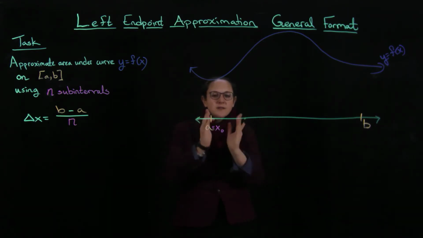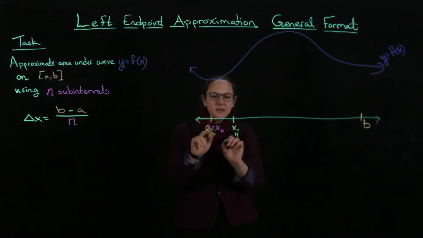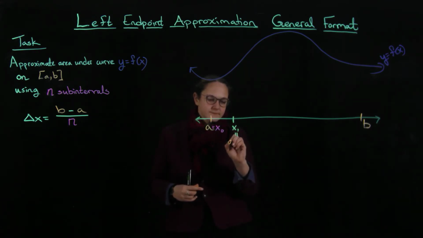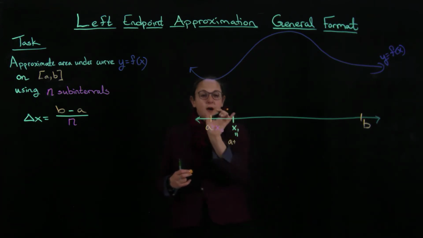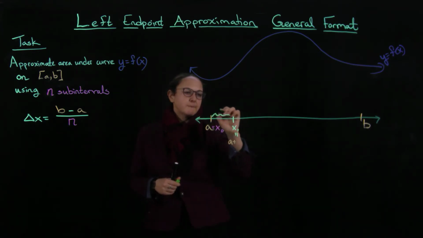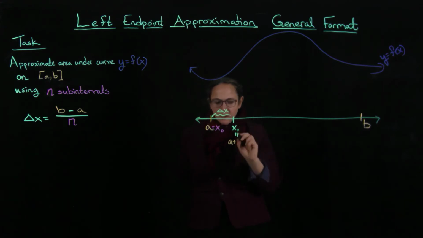Well, I want these to be equally spaced, and so I want to make this so my x1 is going to equal, I'm going to take my a, and then I'm going to add to it 1 copy of my delta x, right? This is my delta x width. So I'm going to add to it 1 copy of delta x. So I just write delta x.